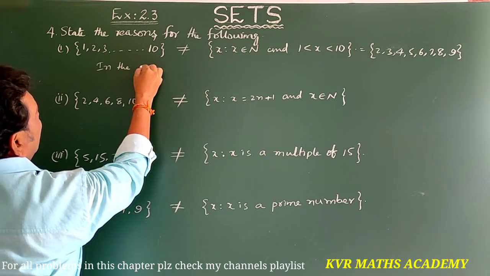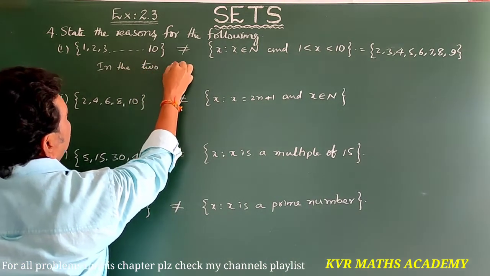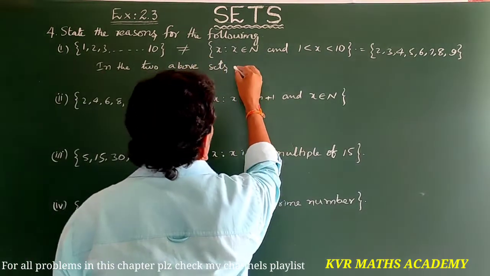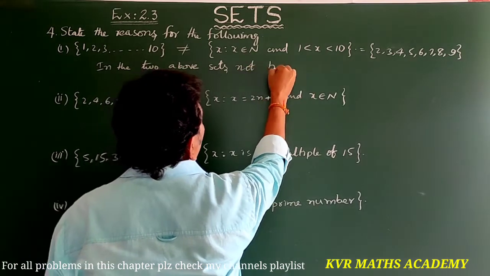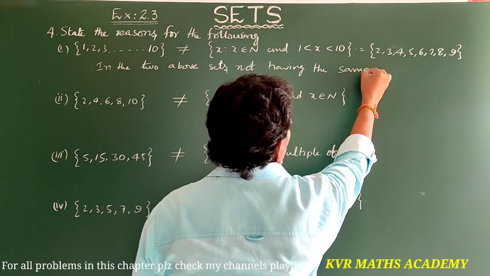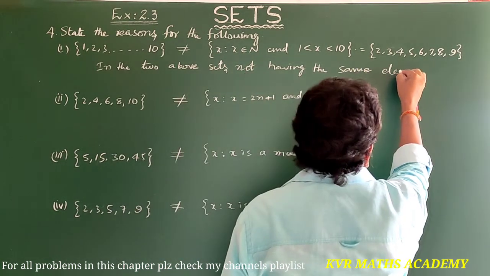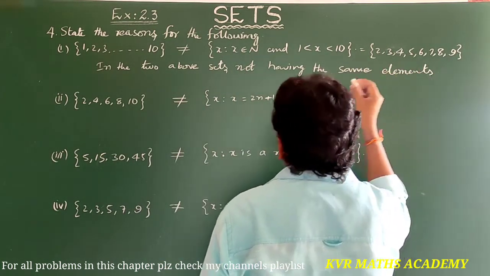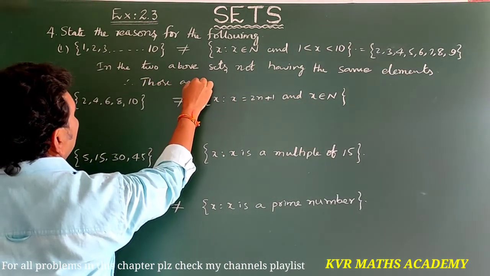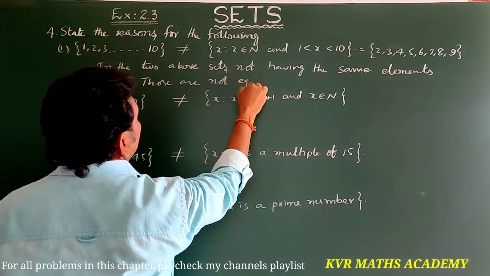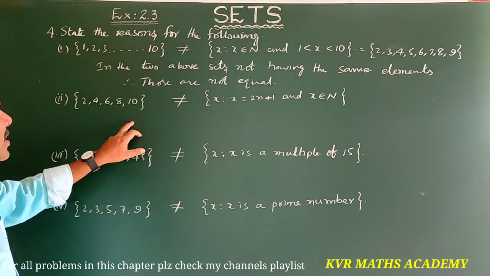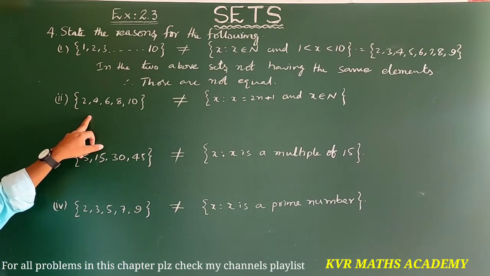In the two above sets, not having the same elements, therefore those are not equal. Understood clearly? Yes.